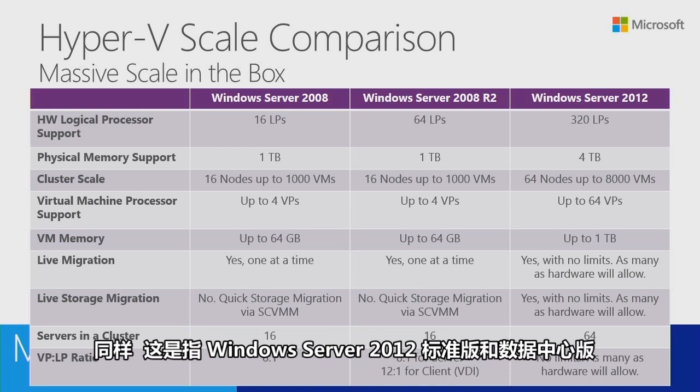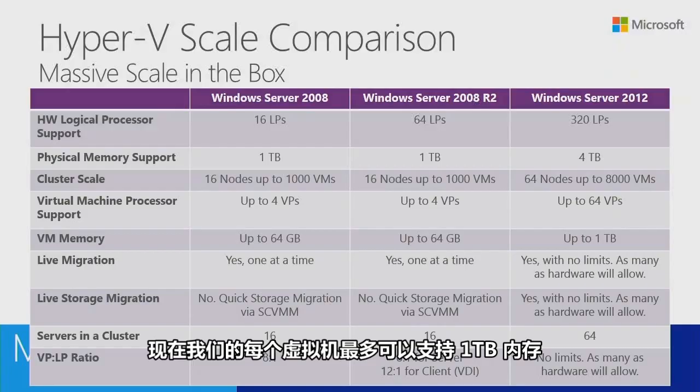And also, this is in Windows Server 2012 Standard as well as Data Center Edition. So you don't need to have just the Data Center Edition to get 64 virtual processors. All of these capabilities, all of these scale limits are the same in both Standard and Data Center Edition. When it comes to VM memory, we now support up to a full terabyte of memory per VM.